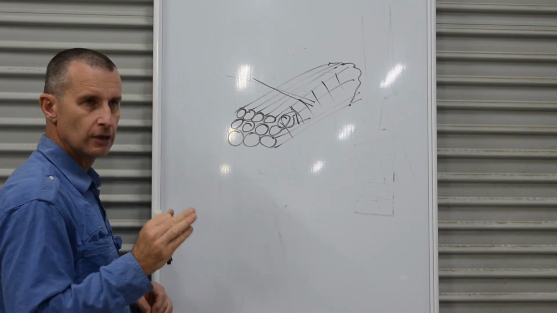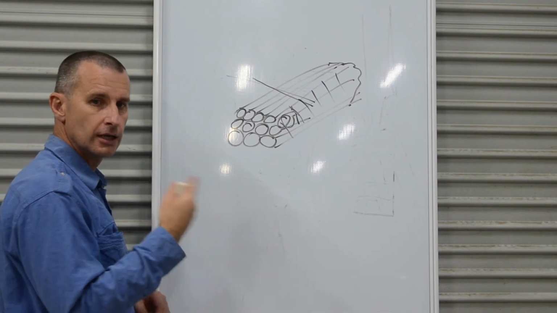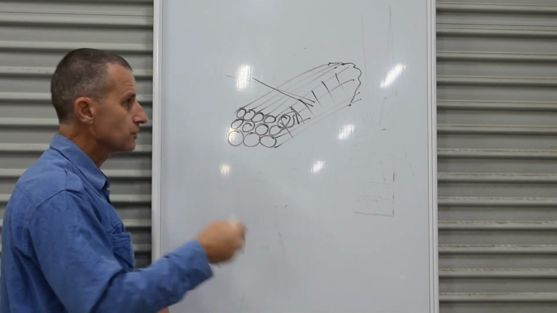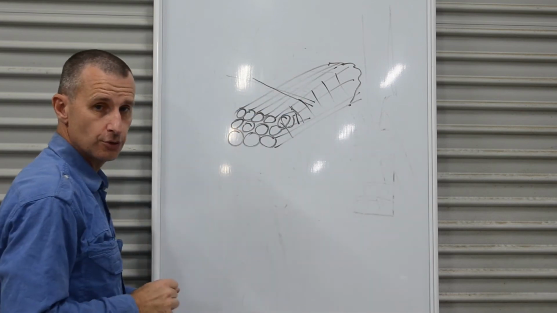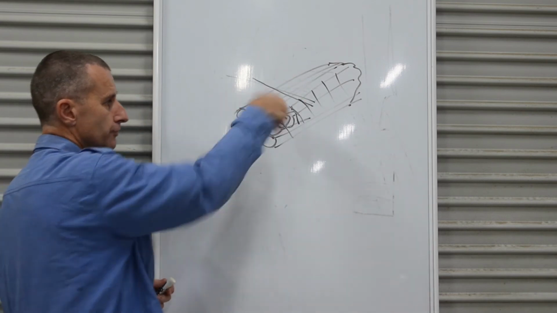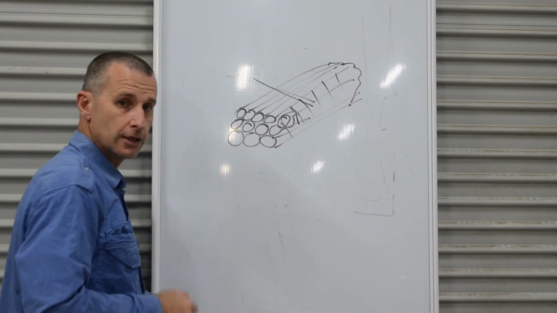Now the rip saw and cross-cut saw use those two different properties to score off the tubes if you're cross-cutting, or chisel off the tubes if you're doing a rip. Now I'll show you what I mean by that.